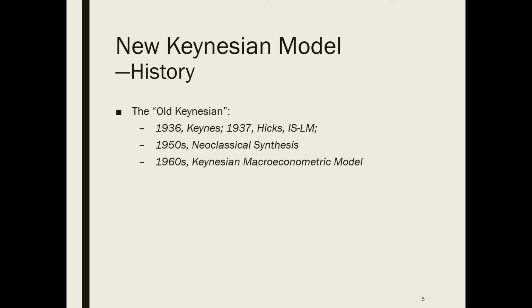The original ideas of the Keynesian model is, of course, proposed by Keynes himself in 1936. His idea is then operationalized and popularized by Hicks in his IS-LM model developed in 1937. In the 1950s, after the Second World War, the neoclassical models are combined into the Keynesian models, which forms the neoclassical synthesis.